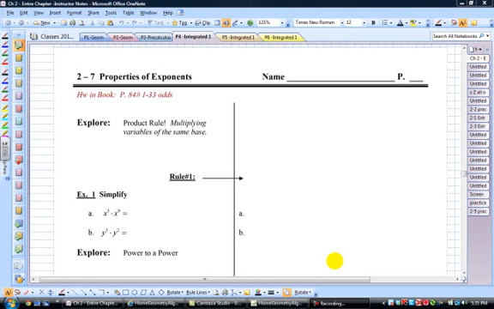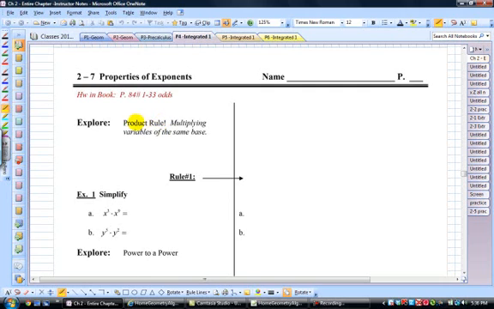Hey everybody, this is Mr. Ainsworth, and we're going to get into Chapter 2, Section 1 and talk about properties of exponents. And we're going to explore quite a few rules here, probably about 5 of them. So for each one, what we want to do is explore with some real numbers because it's easier to understand with real numbers versus variables. And then we will state the rule after we look at some patterns here.